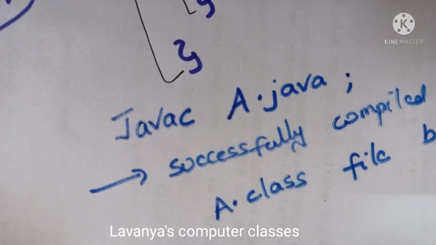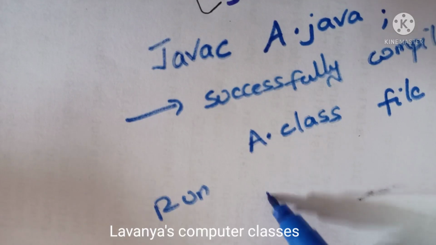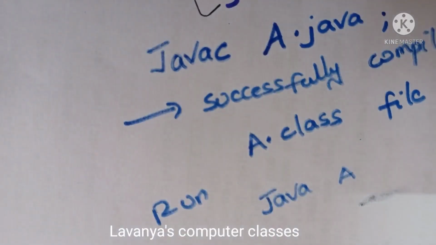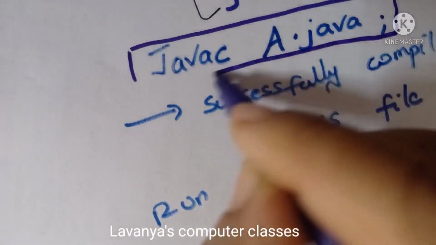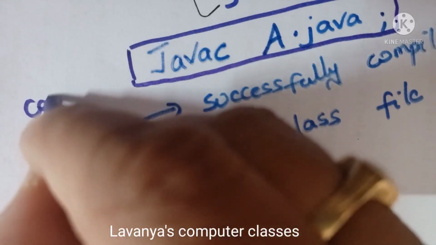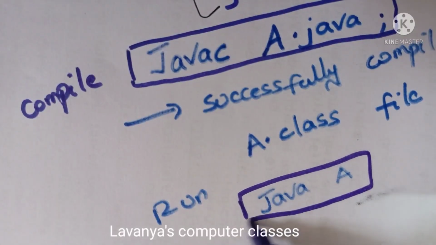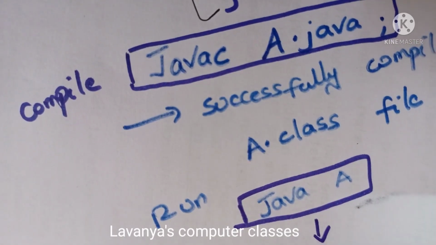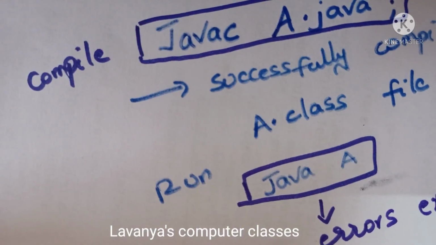Then we have to run the program. The execution command is just java and the file name. My file name is A. So this is the compiling command in Java, and this is the run command. Just java A, and then it shows some errors. These errors are called exceptions.